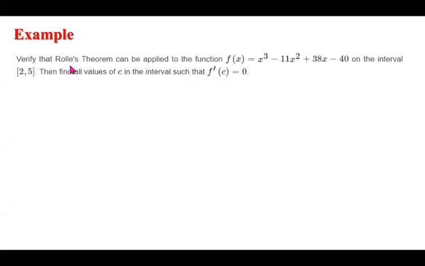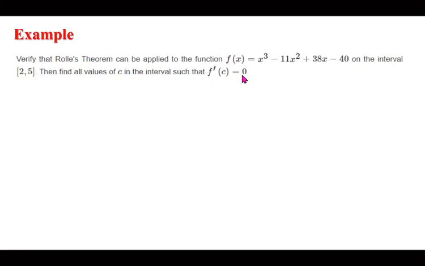Verify that Rolle's theorem can be applied to the function f of x equal to x cubed minus 11x squared plus 38x minus 40 on the interval negative 2 through 5. Then find all values of c such that the derivative of the function at c is equal to 0.